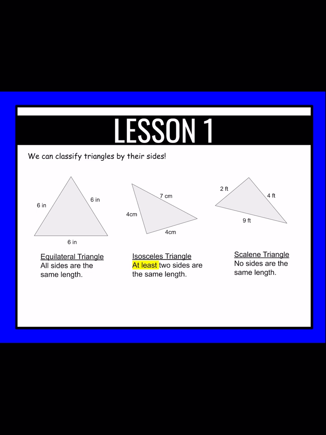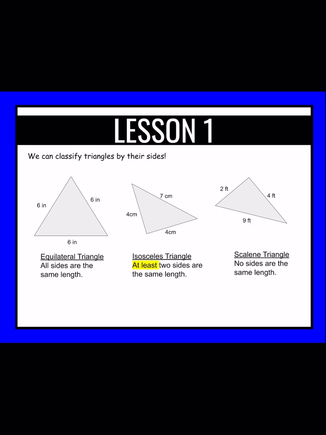Okay. Now, an equilateral triangle can also be known as an isosceles triangle. An isosceles triangle has at least 2 sides that are the same length. So you can see in my picture, they have a 4 centimeter and a 4 centimeter. The 7 centimeter is not the same, but the 2 4 centimeters are. An equilateral triangle also has at least 2 sides, so an equilateral triangle can be called an isosceles triangle also. But an isosceles triangle might not be called an equilateral triangle because they only have 2 sides that are the same.